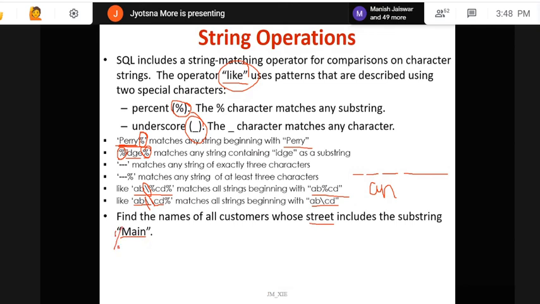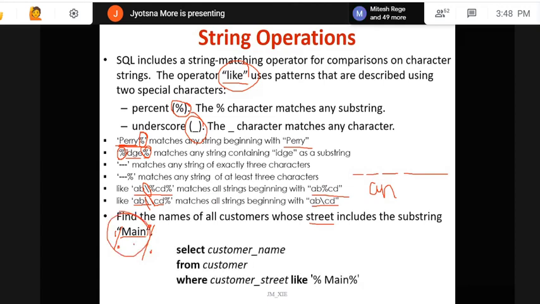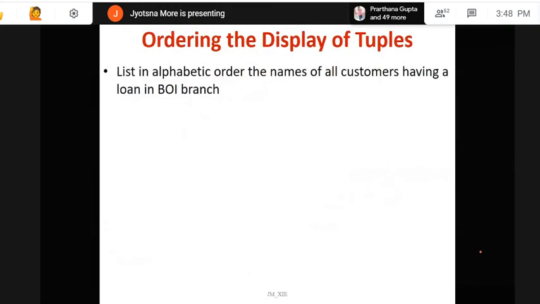So here before main you can have anything, after main you can have anything. This is accepted. I just want the substring main, right? So she gave the correct answer: select customer name from my customer relation where customer street like percent main percent. Remember this should be in quotation marks, whatever comes after like. So this is the correct answer for that. Does anyone have any doubt in this string operation? Okay, then we go ahead.